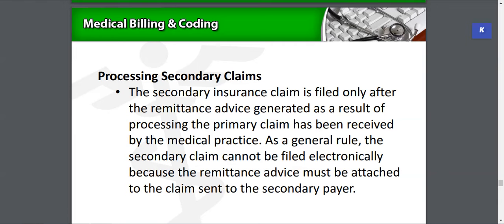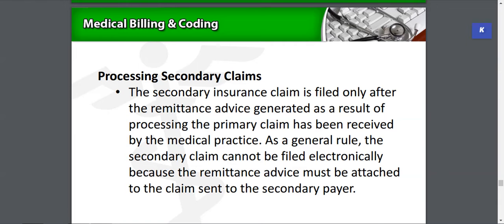Secondary claims are when someone has two forms of insurance. It can be a husband or wife. The wife may have a secondary policy through her husband's job because she is the primary of her own, or it could be a patient that has Medicare and a secondary insurance such as United Healthcare or Medicaid. You will understand and learn the differences by next week. Let me go ahead and continue.